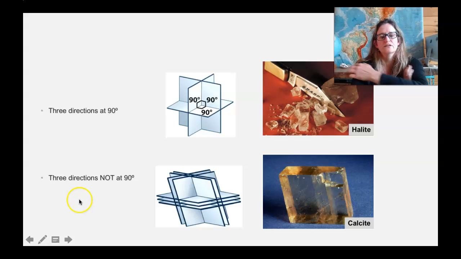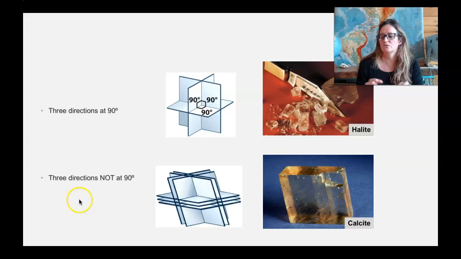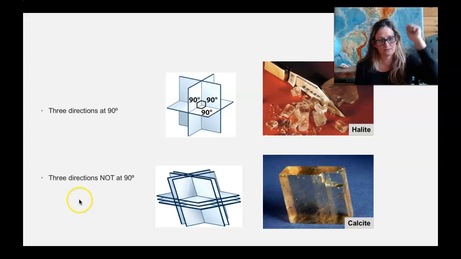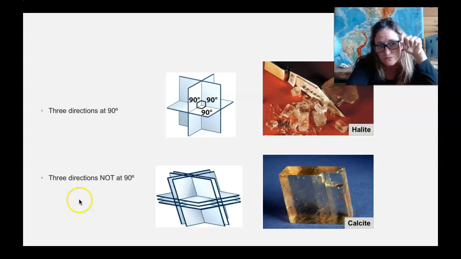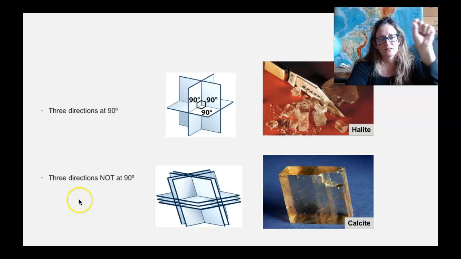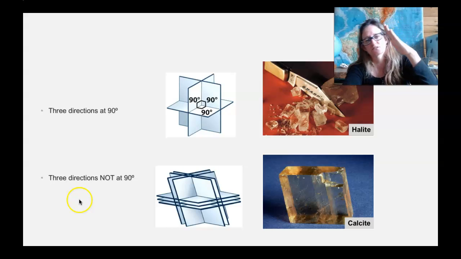Here are 3 directions of cleavage. Halite makes little cubes, and they're at 90 degrees. You can break it with a knife blade, but you can also smash it with a hammer. And if you zoom in and look really closely at salt cubes in your kitchen, they will all look like tiny little cubes, and those are cleavage planes with the NaCl. Calcite also has 3 directions of cleavage, but the angle is not 90 degrees, so it's like a skewed cube.